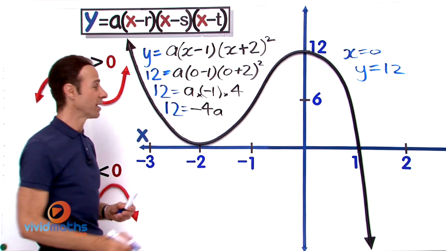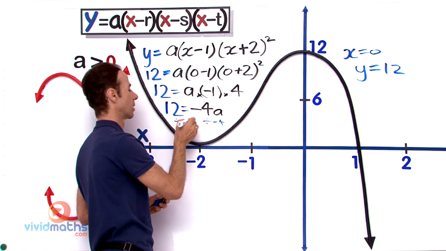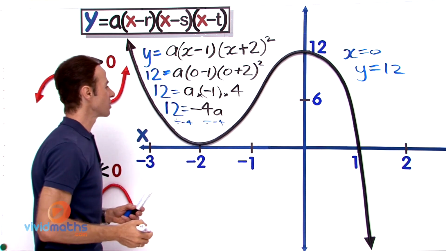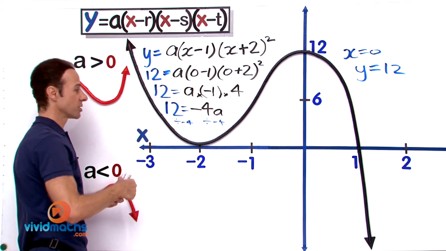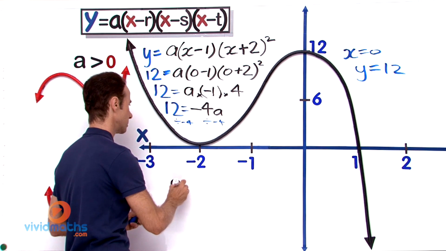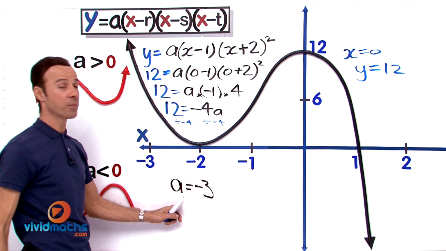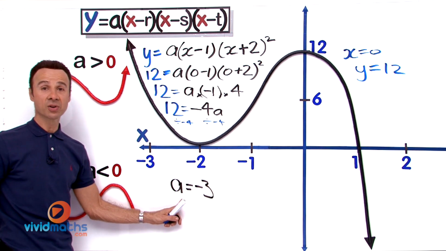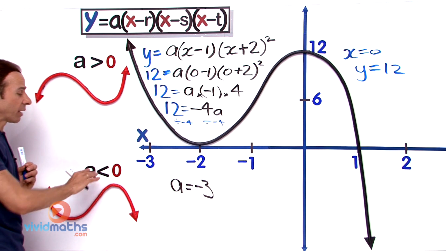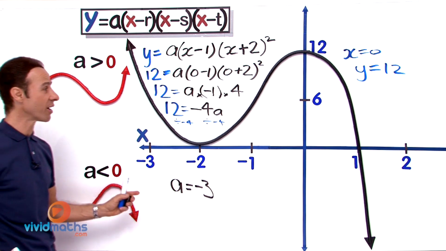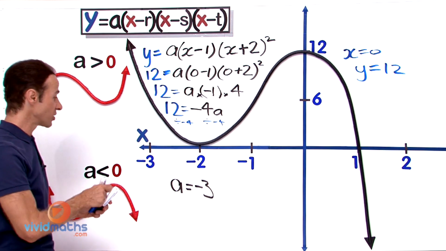Dividing both sides by -4 is going to yield us a result of a for this equation. Okay, we have the -3. That seems to work because it's negative. Remember, we showed it's dipping first across here, so a will be negative, so that confirms it. So that's our a. All we have to do now is substitute it back into the equation, and this is our equation.